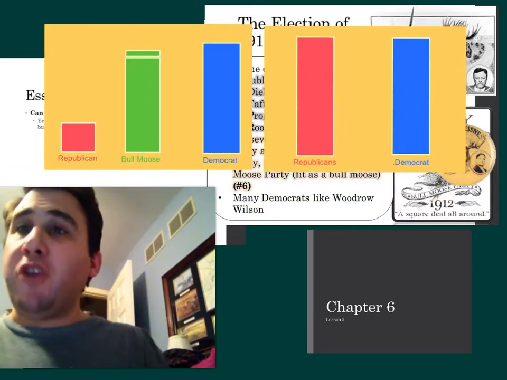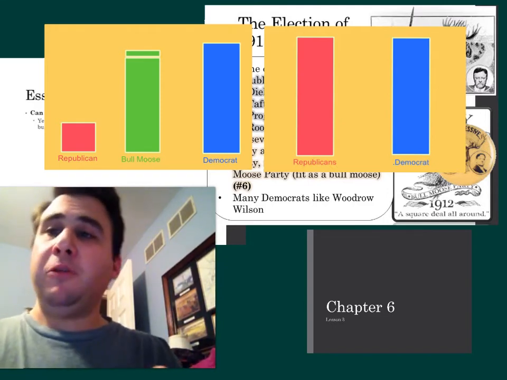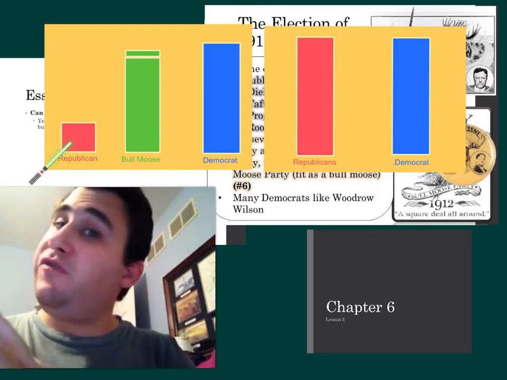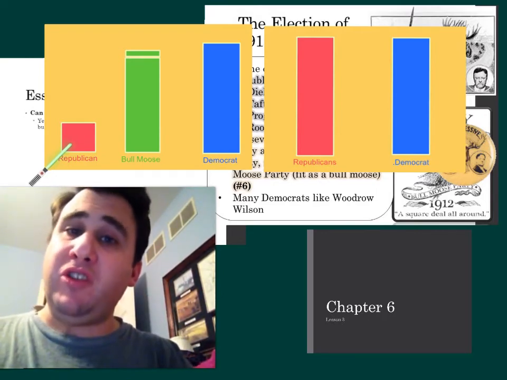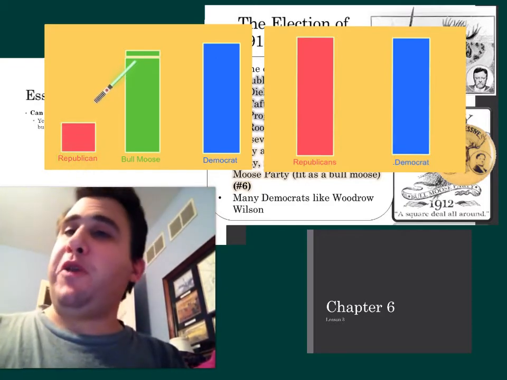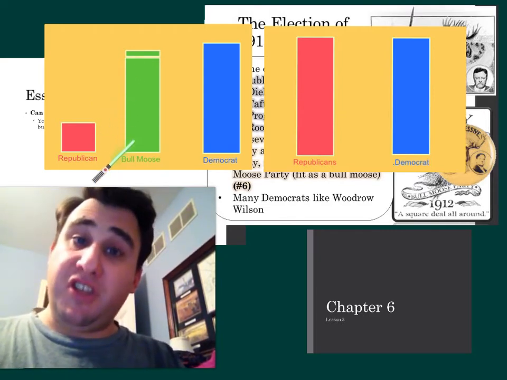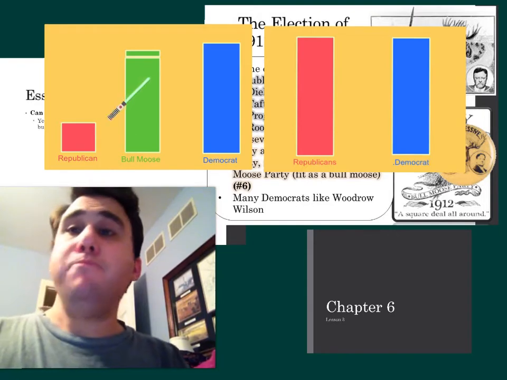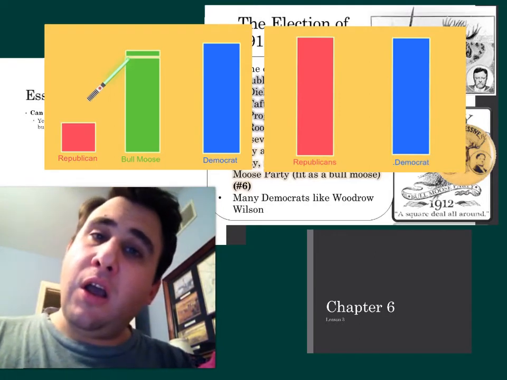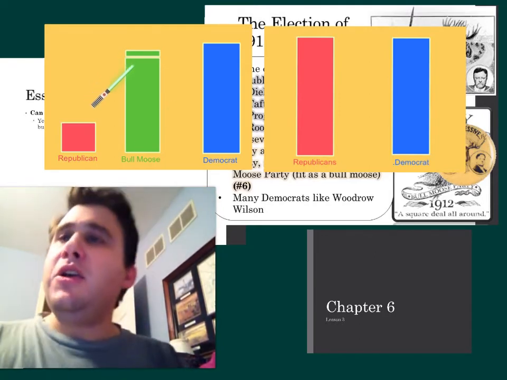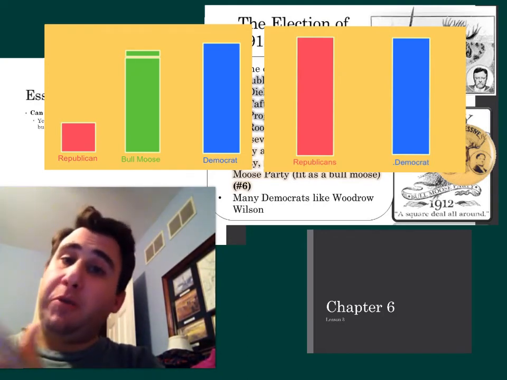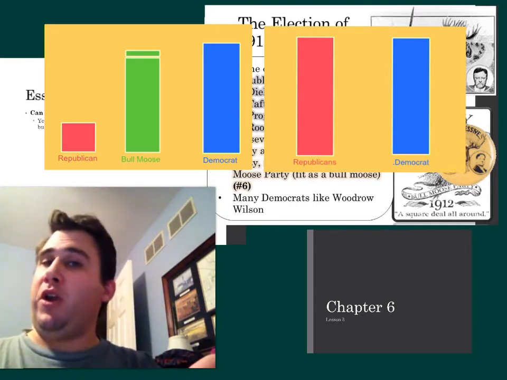And then you add in a third party. In this case, as you can see right above my head, the Republican Party diehards are going to stay with Taft. It's going to be a very, very small number of Republicans who stay with Taft, but they're not going to switch votes. They're going to vote Republican no matter what. The Bull Moose Party picks up most of those Republicans, which you can see right there under my lightsaber. And then most Democrats are going to stick with Wilson. There are some that will switch over and vote for Teddy Roosevelt and the Progressive Party, but not too many. So what you're going to end up with is a three-way race where it's going to be really close between the Bull Moose Party, the Progressive Party of Teddy Roosevelt, and the Democratic Party of Woodrow Wilson.